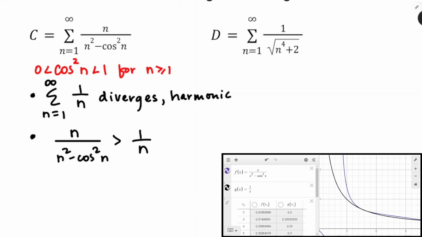It's an interesting topic. But I'm seeing that this is true. Over here I've got terms of the harmonic series in this column and terms of series C over here. So I'm seeing that the inequality is true, so it must be that C also diverges.